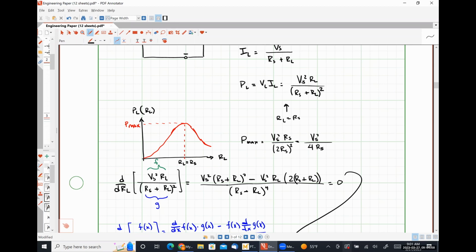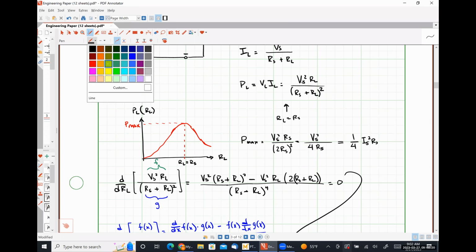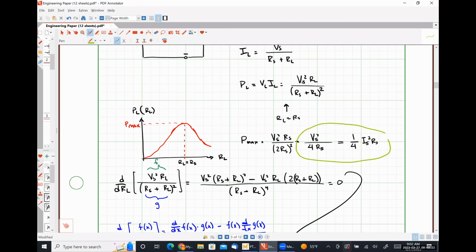If we had a current source representation instead of a practical voltage source representation, our maximum power would be 1/4 IS squared times RS. So these are our equations for maximum power transfer. The one on the left is for when we have things connected to a practical voltage source. The one on the right is for a practical current source.